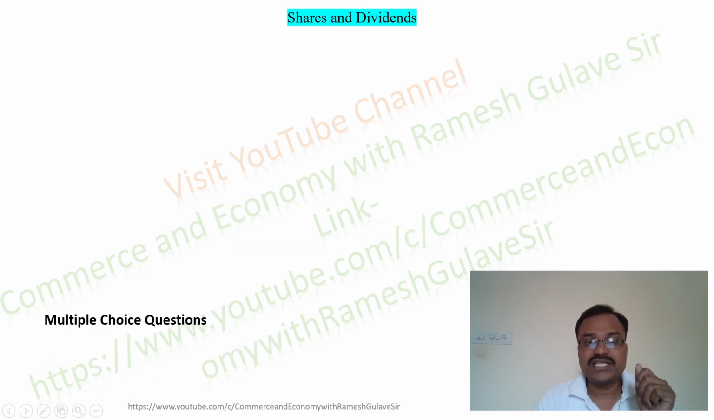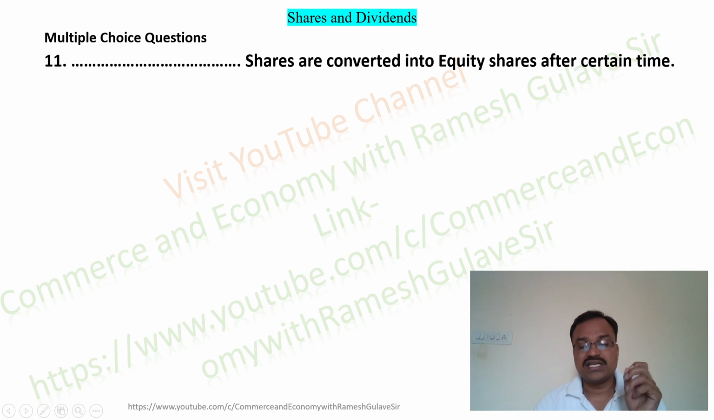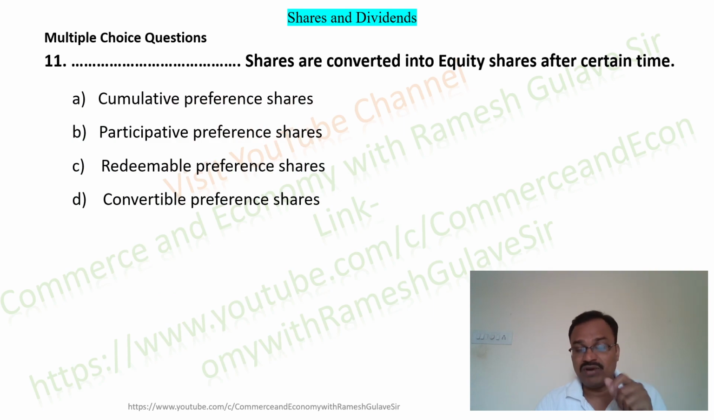Let us move on to the next question. The next question says dash shares are converted into equity shares after a certain time. So which shares are converted into equity shares? Here the options are cumulative preference shares, participative preference shares, redeemable preference shares, and convertible preference shares. See, friends, here all the types of preference shares can be seen in this question.